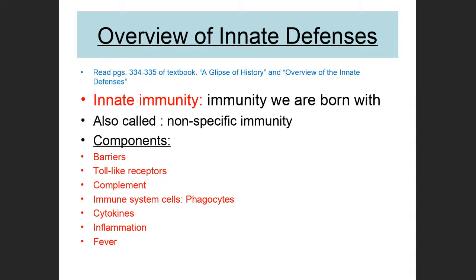Okay, and then what we have after that are the components of innate immunity, which we're going to talk about. And those are barriers, toll-like receptors, complement, immune system cells, cytokines, inflammation, and fever. All right, so we're going to go over all of these.